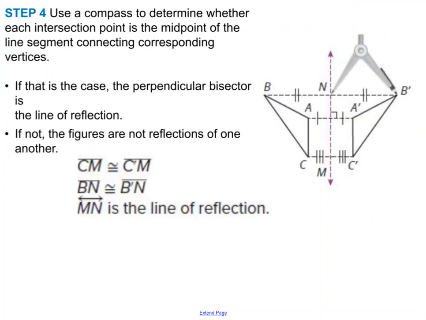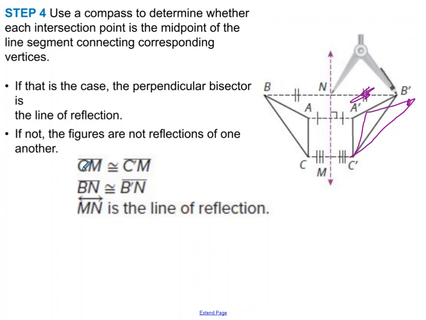If it is not the same, and I can use a compass just to check the distance, if B to N is not the same as N to B, well then B would be like over here or something, or maybe the shape was tilted some after a reflection. So I just know that it has to be for all three. So if all three are the same, it is the line of reflection, and your perpendicular bisector is the line of reflection. If not, the figures are not reflections.